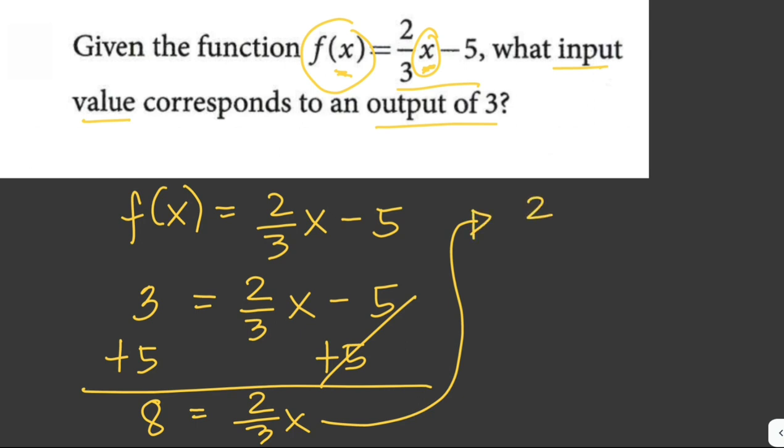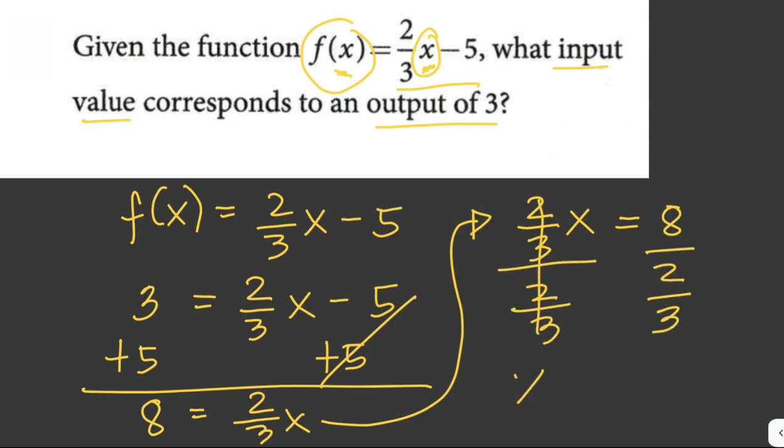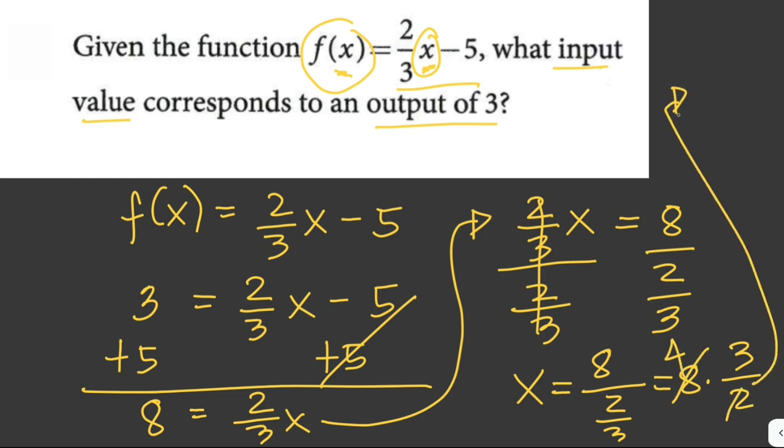Then we divide both sides by 2/3. Then our x is just 8 over 2/3, or 8 times 3 over 2. And 8 is divisible by 2, so this is just 4. Therefore, the value of x is equal to 12. So 12 here is the input value that corresponds to an output of 3.